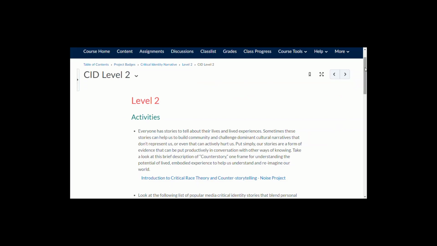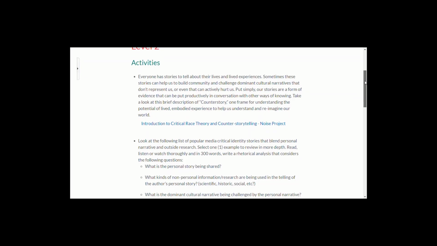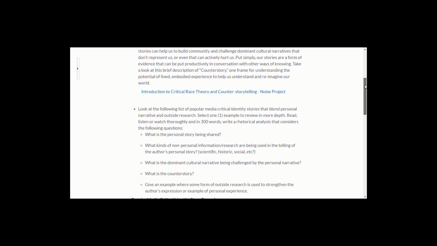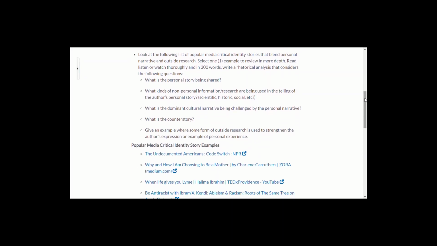The first activity that you have to do is to understand the idea of counter story. So you're going to be looking at this noise project and introduction and understand the counter story. You'll notice that there's nothing that you have to write for this one, so there's nothing that you will have to turn in, but it is an important concept. The next activity that you have to do does involve turning in something.